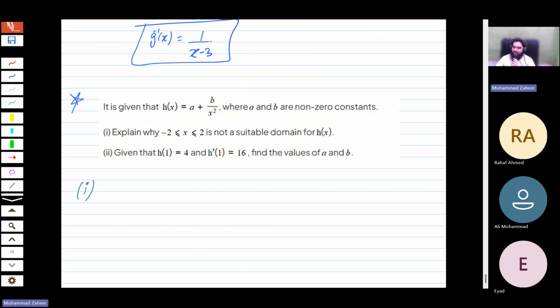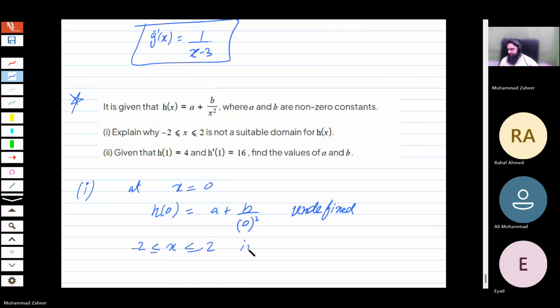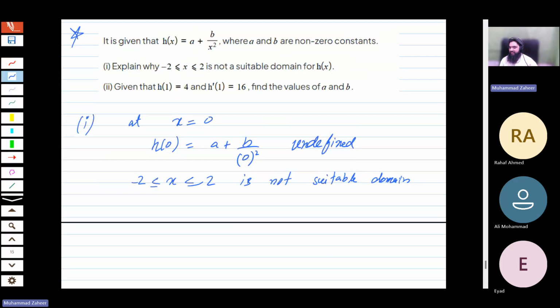You have to look for at which value this function will become undefined. It's 0. Yes, at 0. At x equal to 0, h of 0 is equal to a plus b over 0 square, which is undefined, because we know that 1 divided by 0 is an undefined form. So that's why x greater than or equal to -2 and less than or equal to 2 is not a suitable domain, meaning the input.